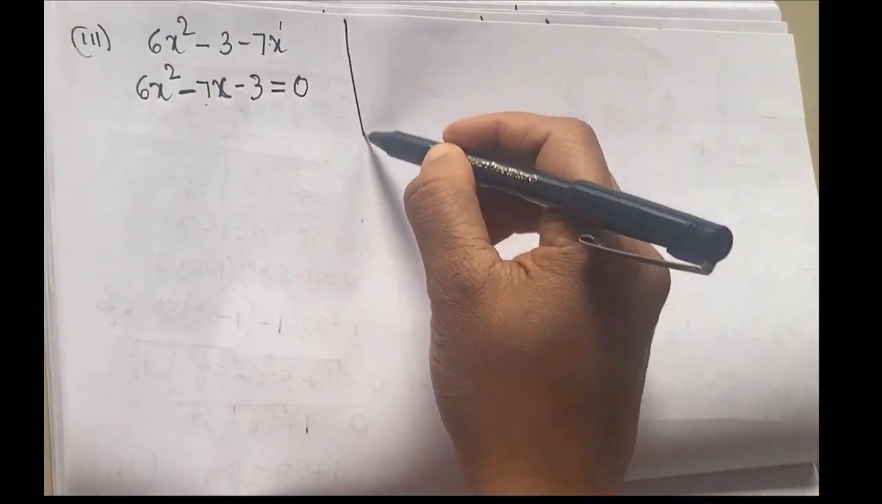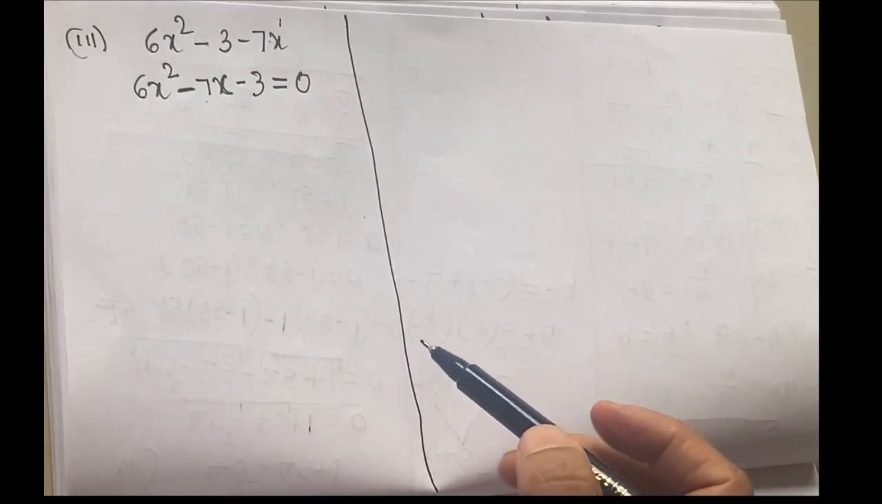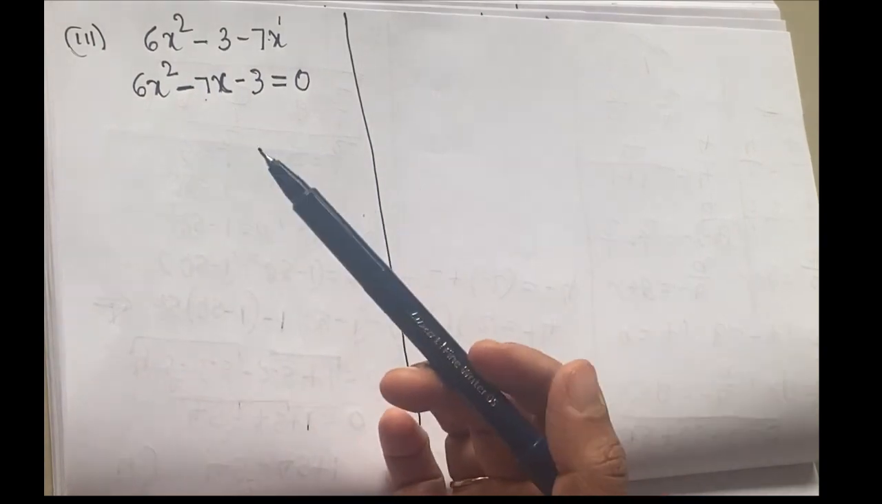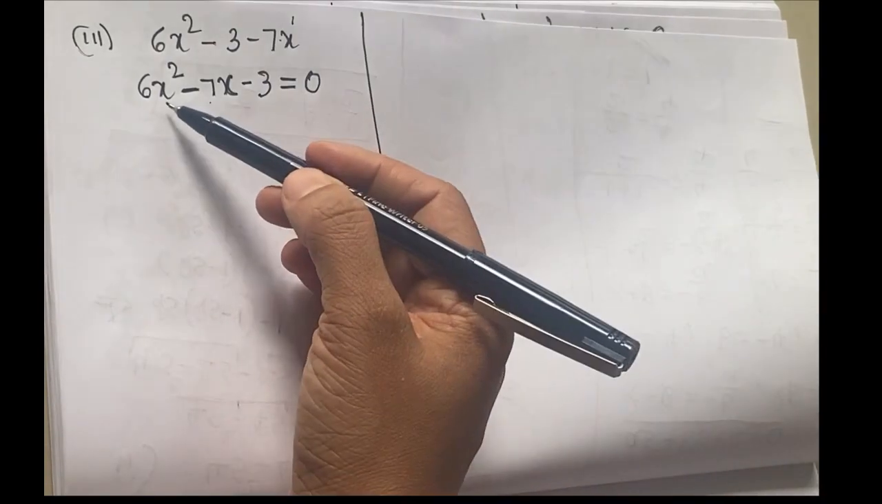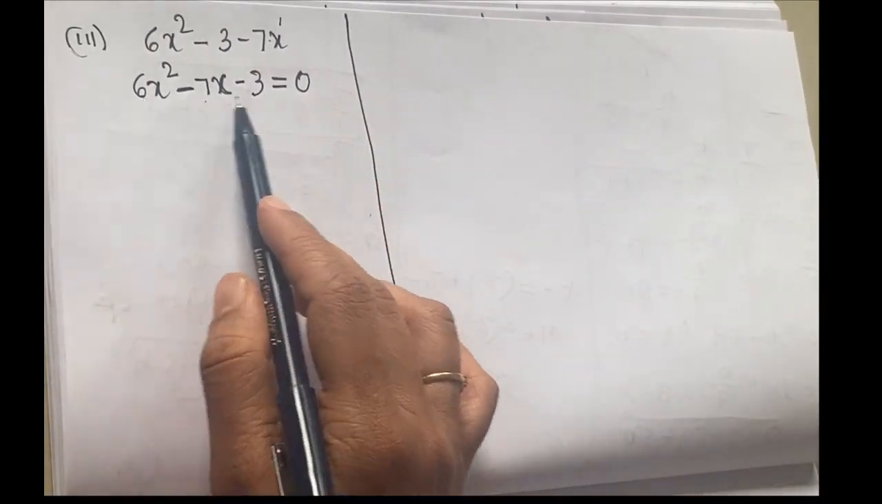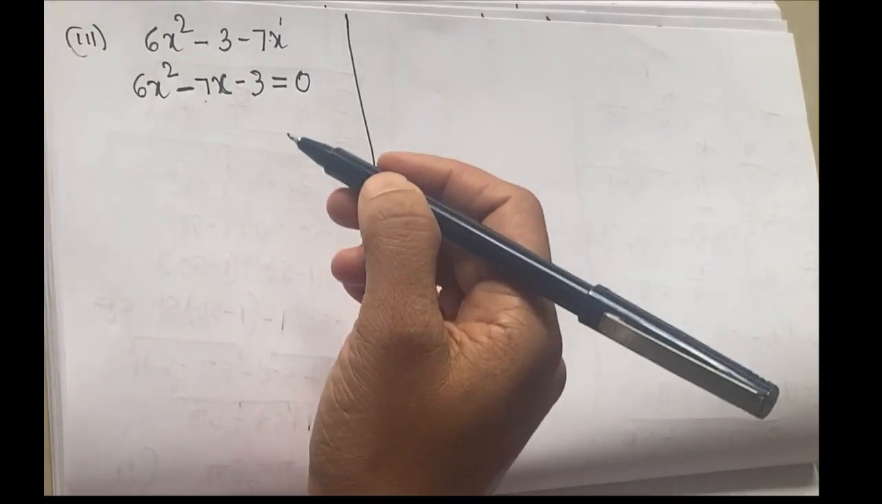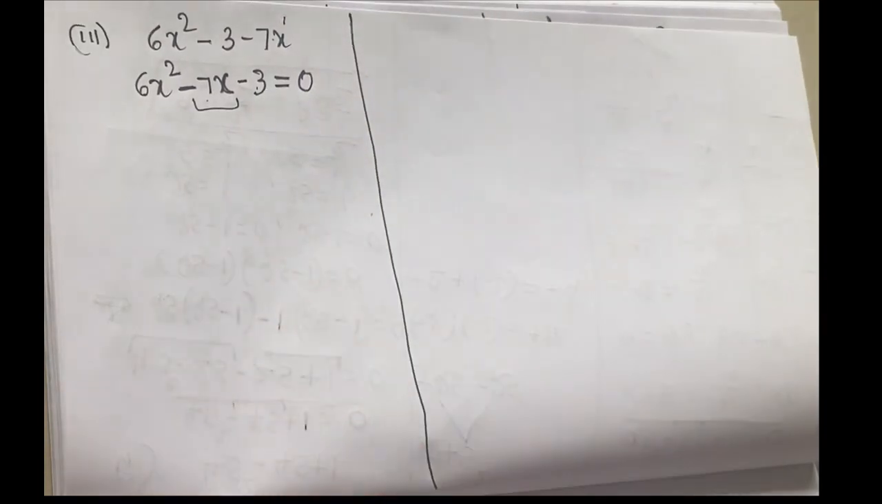First question. Next, we need to find the coefficients and the relationship between the coefficients and the zeros. Later we can do that. First, solve this one. There are several methods to solve this kind of quadratic equation. I will go through the factorization method. This is the first term, this is the middle term, this is the third term.